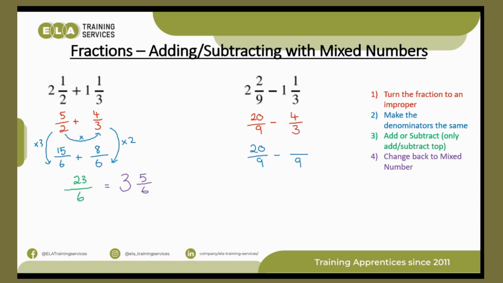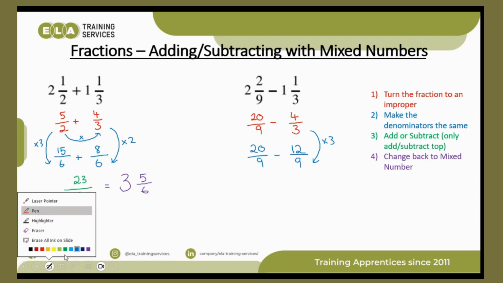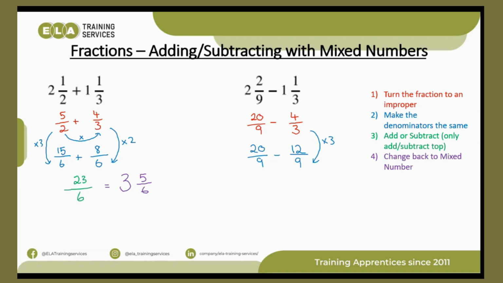So how do we get from 3 to 9? We times by 3. So we do the same to 4, which is 12. And then what we do now is our green step. So we add or subtract. This one is a subtraction. So 20 take away 12 is 8 over 9. And we don't need to change it now to a mixed number because it's already a proper fraction. So we don't need to change.